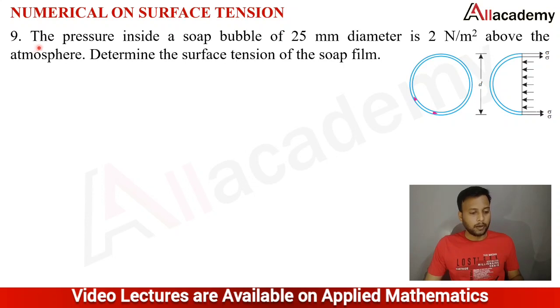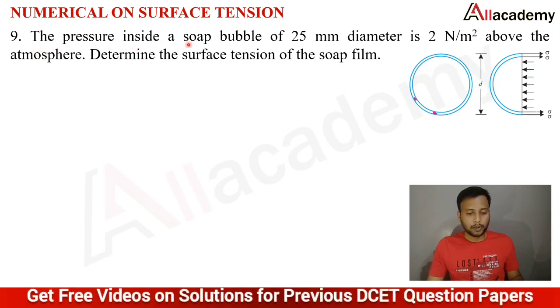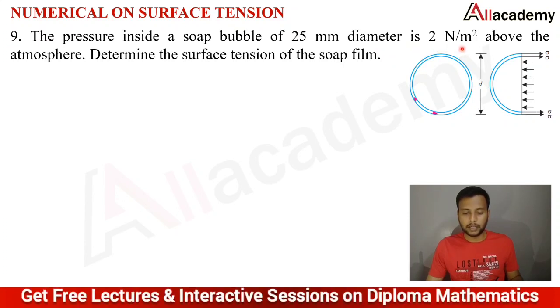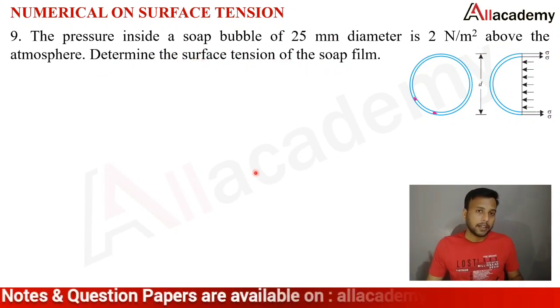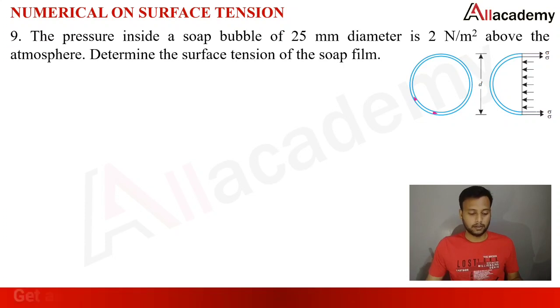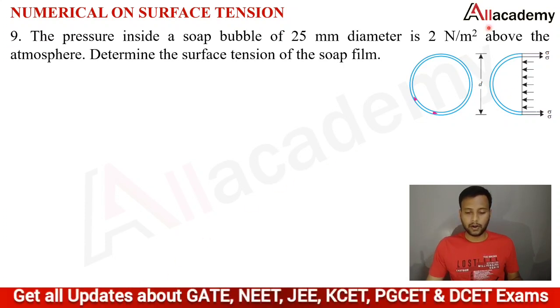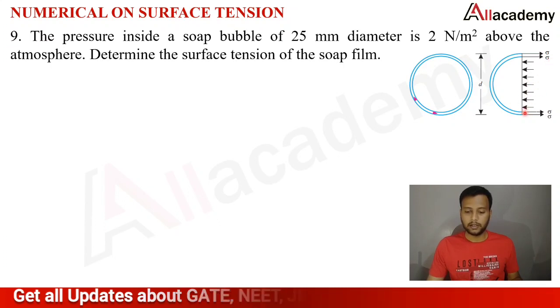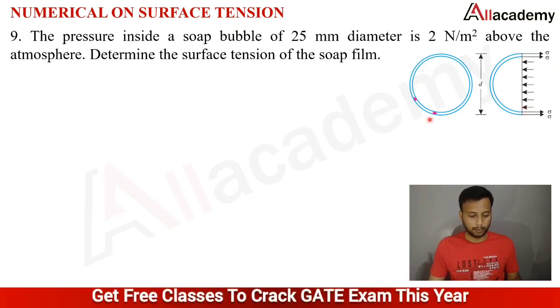This is the 9th problem. A pressure inside the soap bubble of 25 mm diameter is 2 Newton per meter square above the atmosphere. Determine the surface tension of the soap bubble. In the previous problem we identified the diameter, but here we need to identify the surface tension. For your reference I have drawn a soap bubble, the pressure, and how the sigma will be acting on this soap bubble.